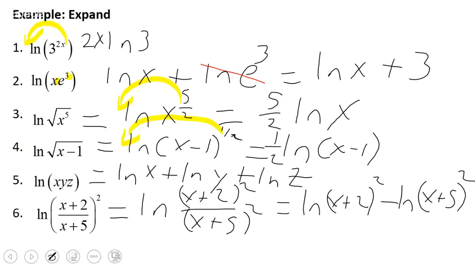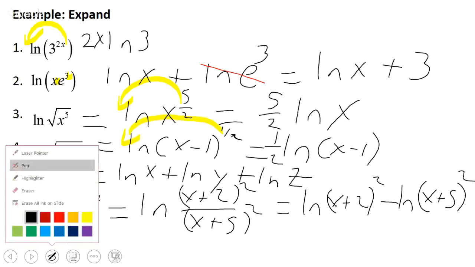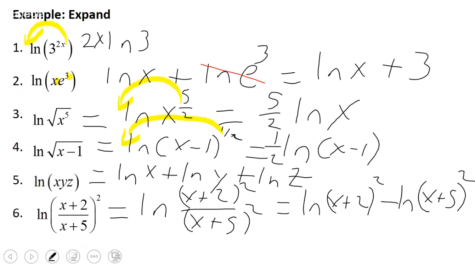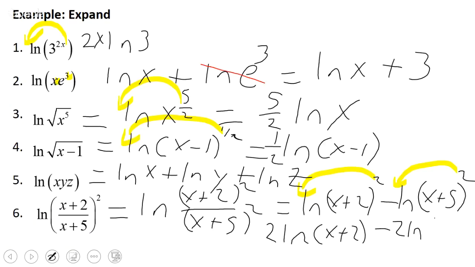squared minus ln of (x plus 5) squared. Now I have powers on the outside, so I can take those powers and bring them out in front. So that gives me 2 ln of x plus 2 minus 2 ln of x plus 5. So that one.